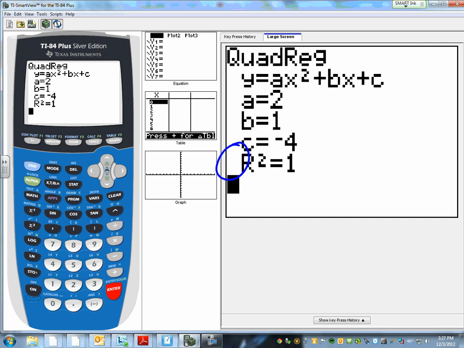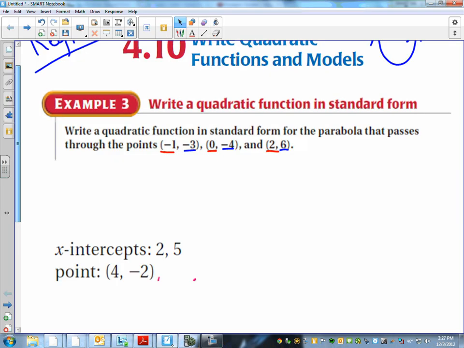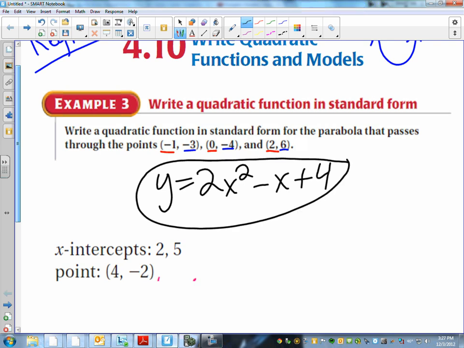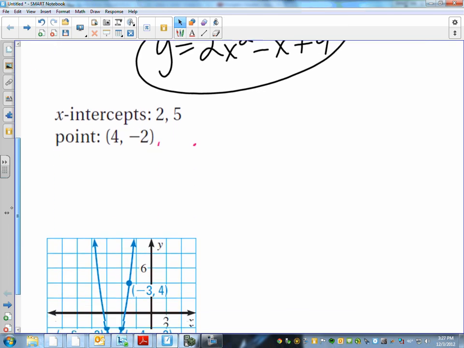Boom. There's our quadratic equation. There's our A, B, and our C. So we write that down. 2, 1, -4. So our answer is y equals 2x squared minus x plus 4, and that's it. That's all we're doing. Is that easy? Yeah. Okay, the crowd goes wild.